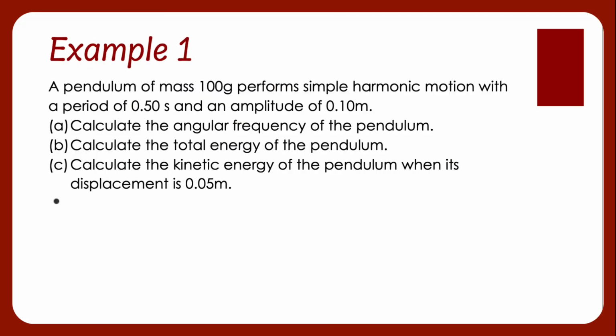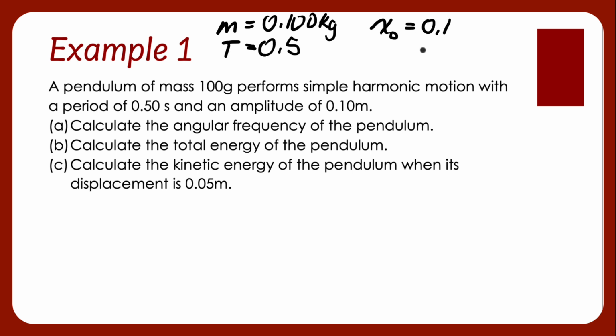So let's do some examples. I've got a pendulum of mass 100 grams. Now, let me point out that we need to put that into kilograms. Why? Because I want my answer to be in joules, and joules has hidden inside kilograms, meters, and seconds. It has a period, that's capital T, of 0.5, and the amplitude, x naught, is going to be 0.1.